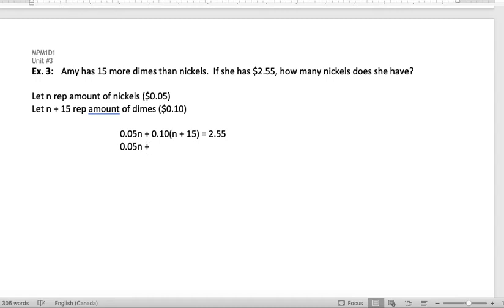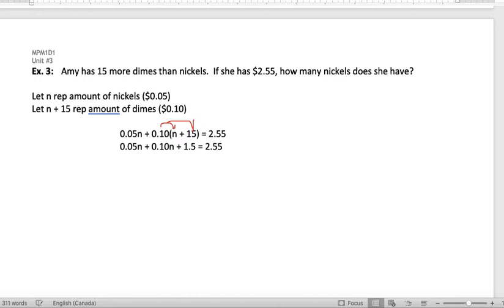And then you are going to distribute this by multiplication. So 0.1 times n is 0.10n plus 0.1 times 15 is 1.5. And that is all equal to 255.